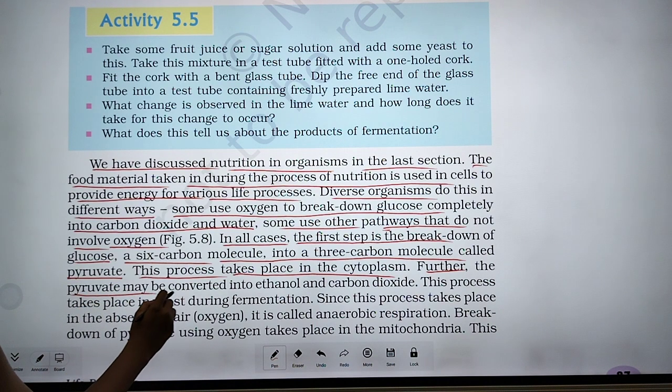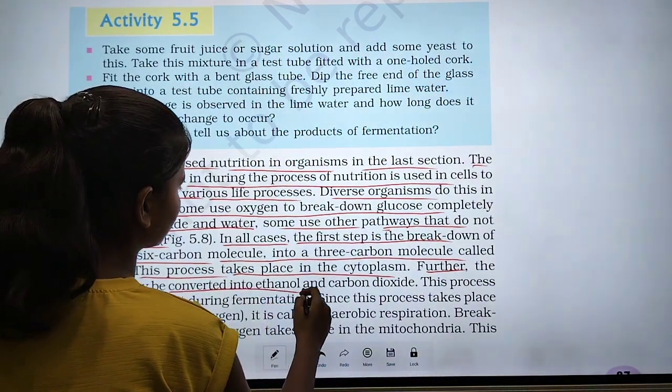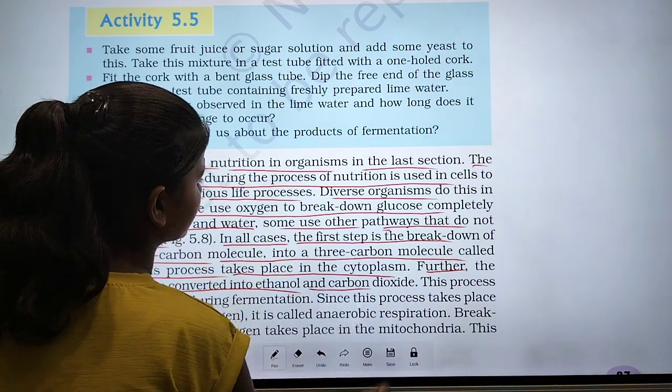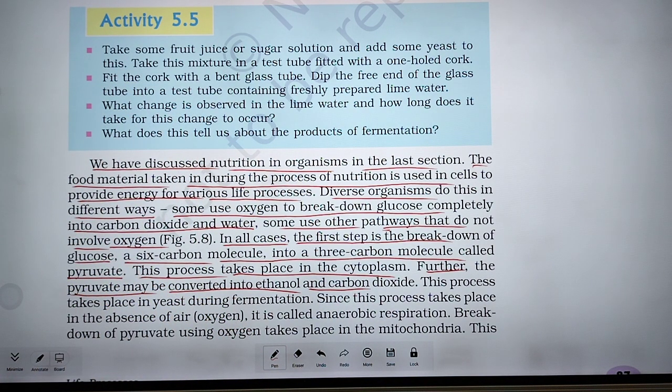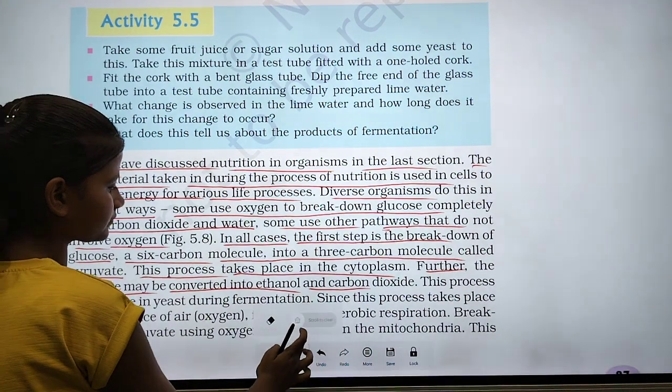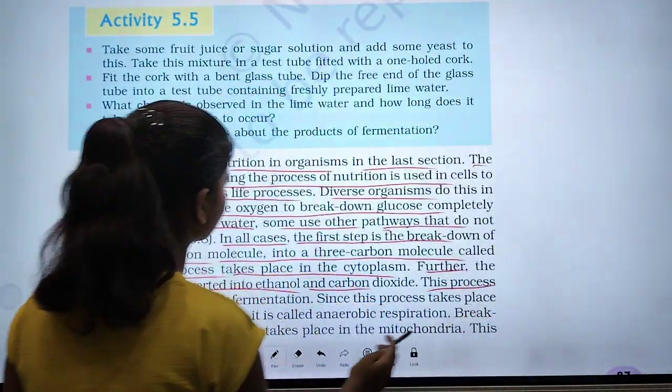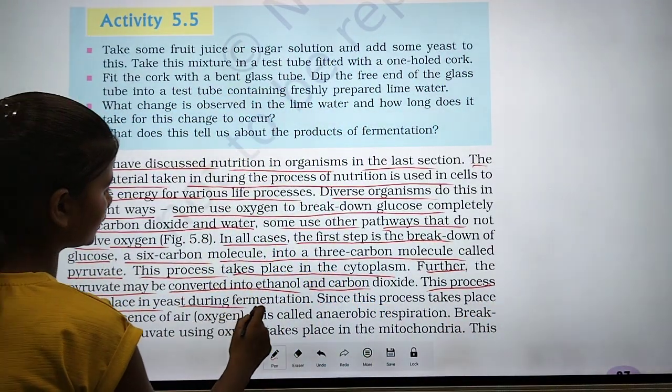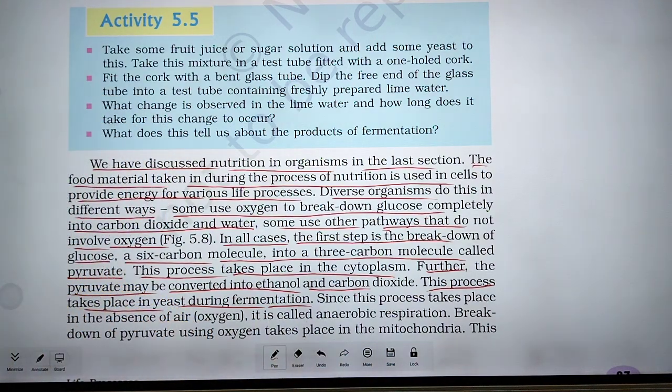Further, the pyruvate may be converted into ethanol and carbon dioxide. This process takes place in yeast during fermentation.